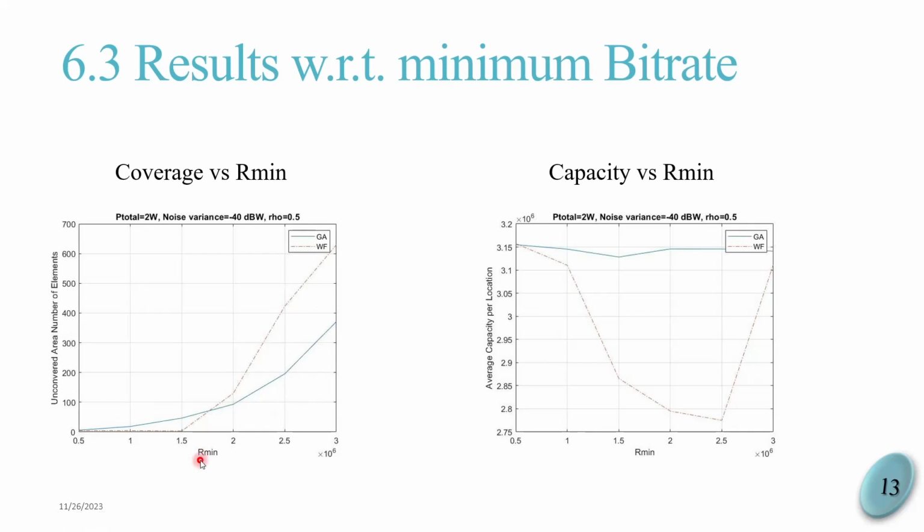Now, changing the minimum bit rate. If we change the minimum bit rate, we can see that for a bit rate that is less than 2 megabit per second, the coverage using the water filling is better. And above 2 megabit per second, the genetic algorithm outperforms the water filling from a coverage point of view. As for the capacity, we can see that the genetic algorithm outperforms the water filling algorithm for all the minimum bit rate values.